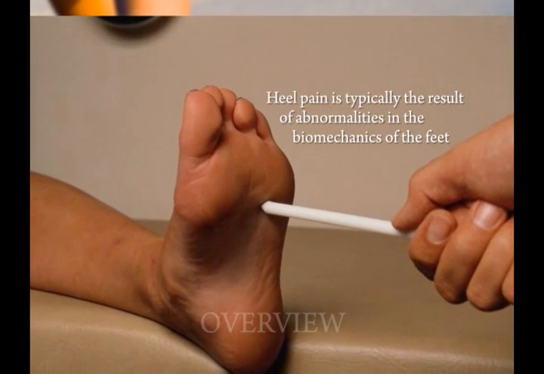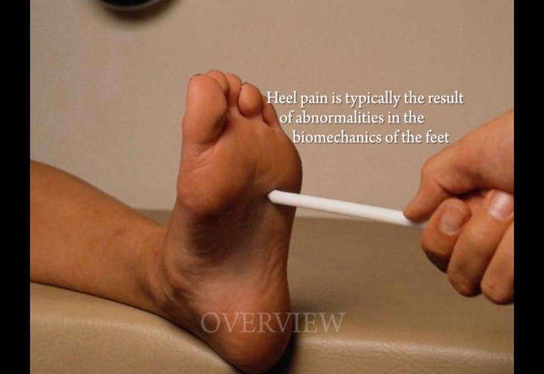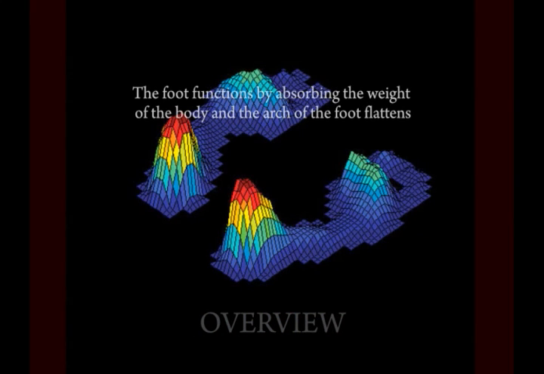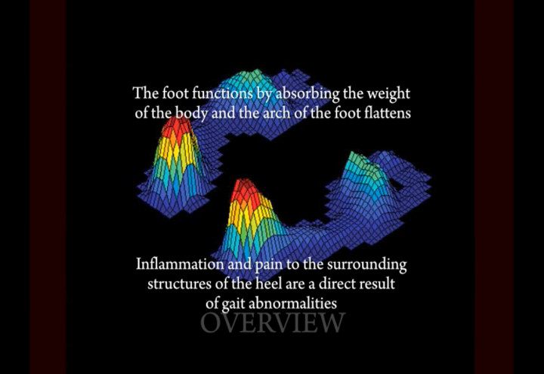Heel pain is typically the result of abnormalities in the biomechanics of the feet. The two structures associated with heel pain are the plantar fascia, a band of fibrous connective tissue, and the flexor digitorum brevis muscle, which supports the arch and flexes the 4 small toes. Generally, the foot functions by absorbing the weight of the body, and the arch of the foot flattens. The plantar fascia and the flexor digitorum brevis muscle stabilize the foot and sustain the arch. Inflammation and pain to the surrounding structures of the heel are a direct result of gait abnormalities.